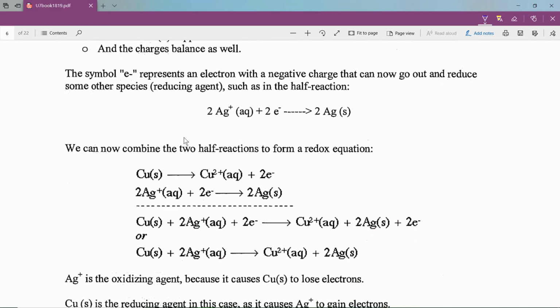We got 2 Ag plus 2 electrons goes to 2 Ag. I could just have Ag plus an electron go to Ag, but I'm multiplying through by the 2 here so that we can combine the 2 reactions together and get rid of the 2 electrons. So we're going to combine an oxidation half reaction and a reduction half reaction together to get my overall reaction. Copper plus 2 Ag plus goes to copper 2 plus 2 Ag. Ag plus is the oxidizing agent because it causes copper to be oxidized, and copper is the reducing agent because it causes Ag plus to be reduced.